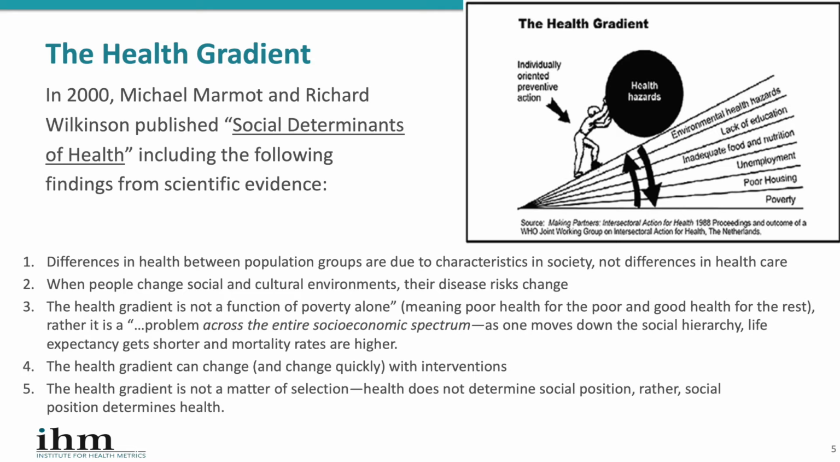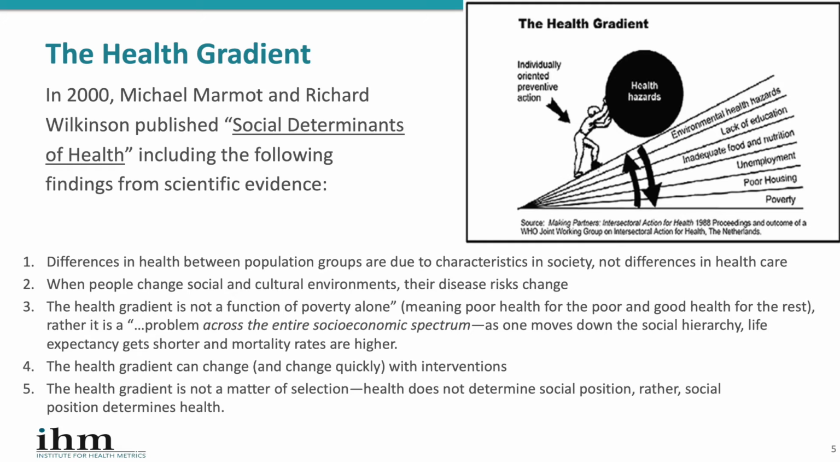In the year 2000, Marmot and Richardson published a book called Social Determinants of Health, and they found many things. And this book actually is for people who are interested in this topic. This is very scientific, but it's worth spending time with. They found things about social determinants of health that people have really not systematically approached before. For example, that social position determined health. And when people change their social and cultural environment, disease risk changes. And they back this up with scientific evidence.